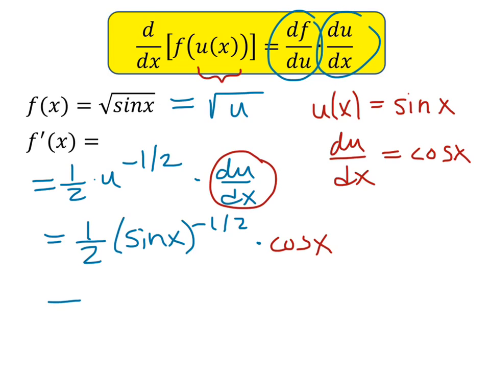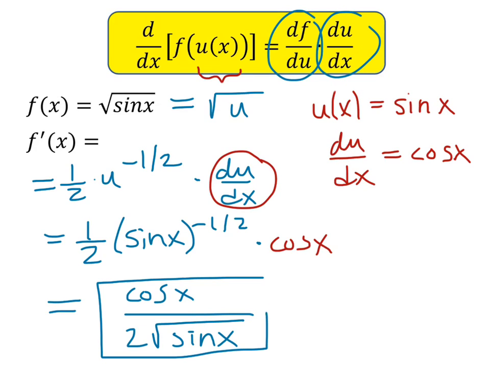So now we have, if we simplify this, let's rewrite this with cosine x on the numerator divided by 2 square root sine x on the denominator. So there's our derivative of the function, a composite function, in terms of x.